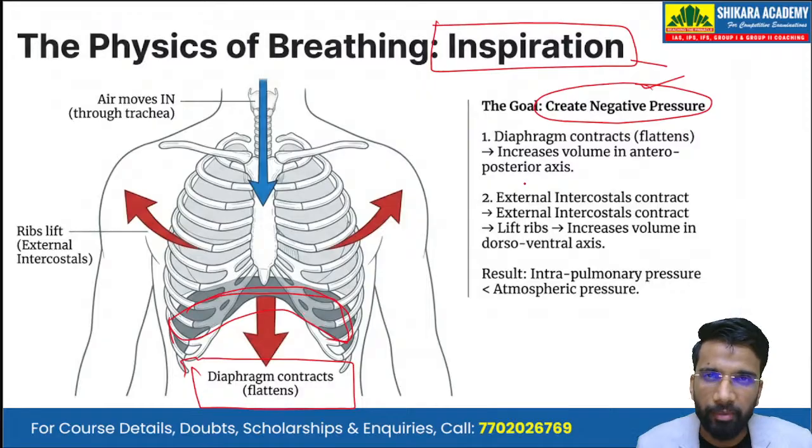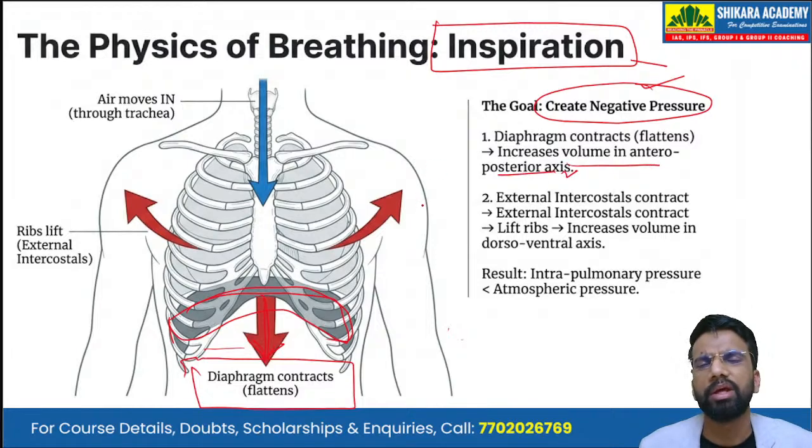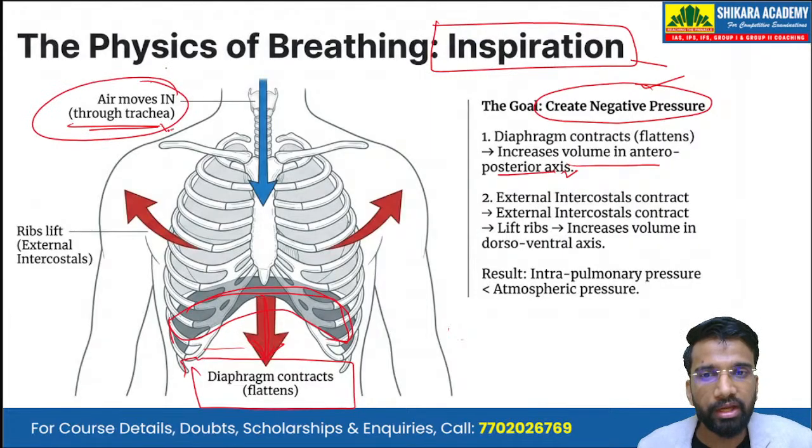So when this diaphragm contracts, that means it flattens out. It increases the volume in the anteroposterior axis of the thoracic cavity. So in simple words, when the diaphragm contracts, it increases the volume of the chest cavity. Now when the volume is increased, the pressure decreases. As a result, the outside air has higher pressure, the air inside the lungs has lower pressure, so the air starts to move in through the trachea.